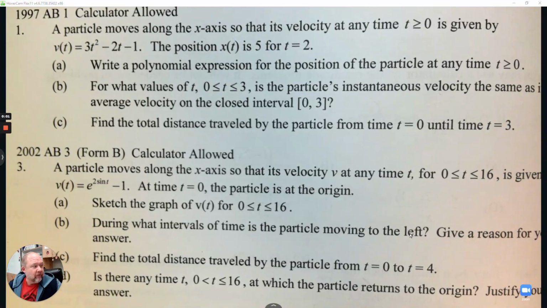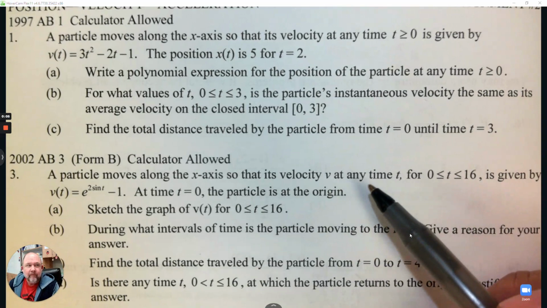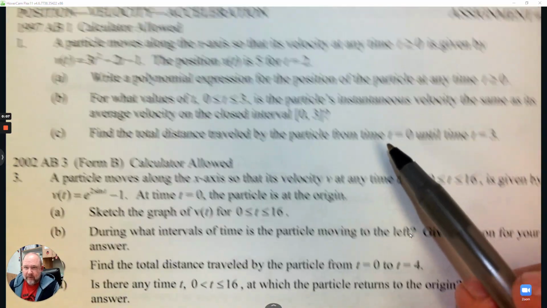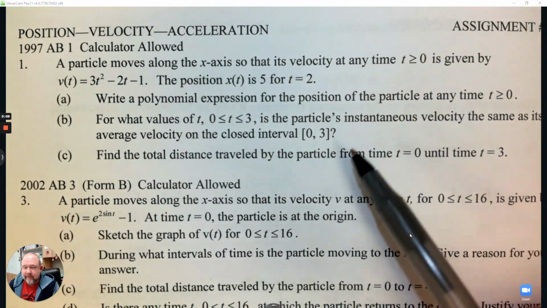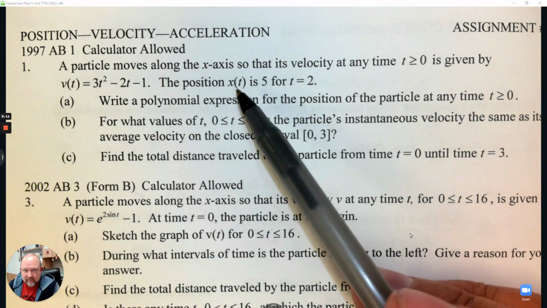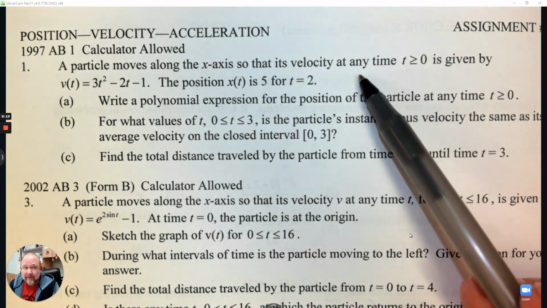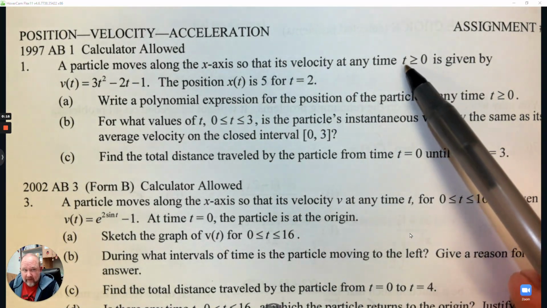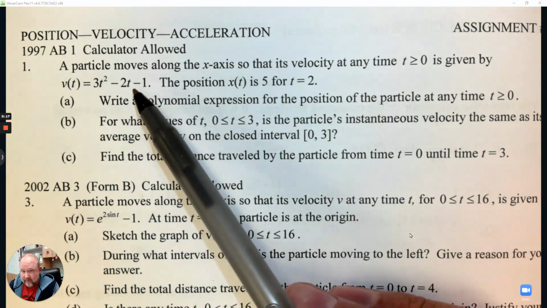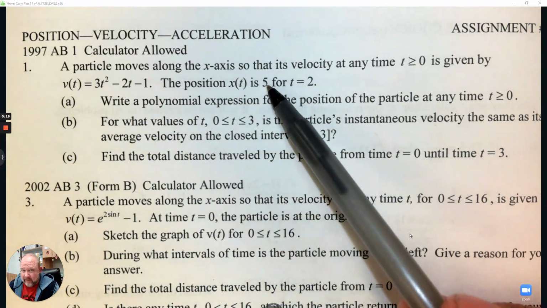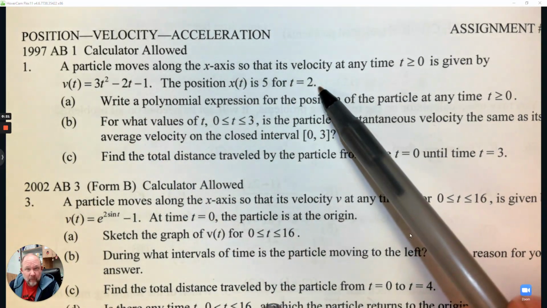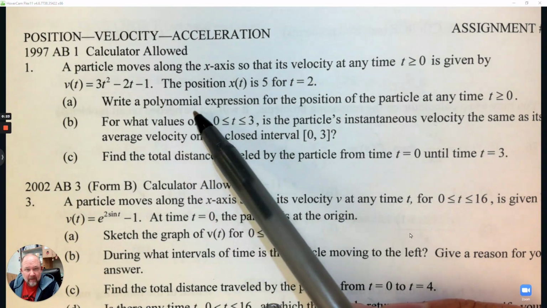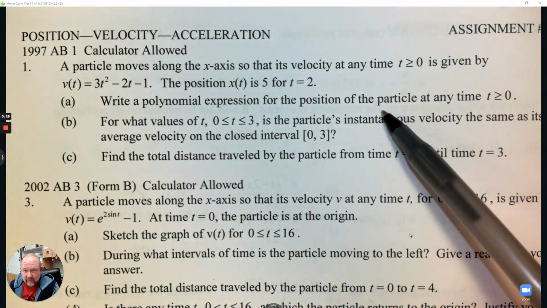All right, here are the solutions for review assignment number 2. We're going to do this on a separate piece of paper, but here we'll read it first. A particle moves along the x-axis so that its velocity at any time t, when t is greater than or equal to 0, is given by this equation. The position is 5 when the time is 2. So first, write a polynomial expression for the position of the particle.